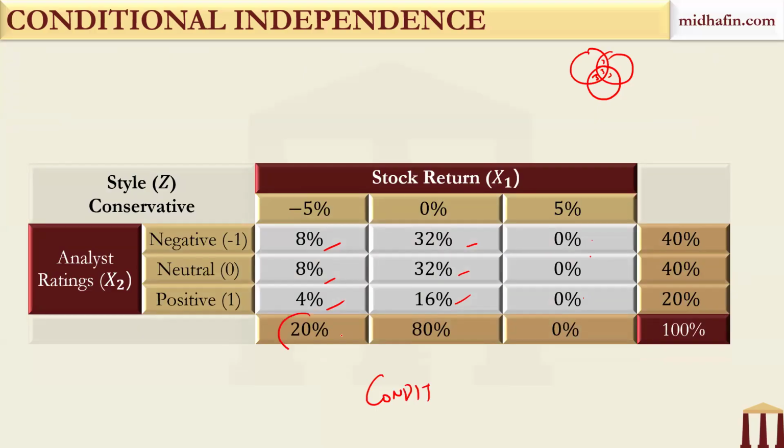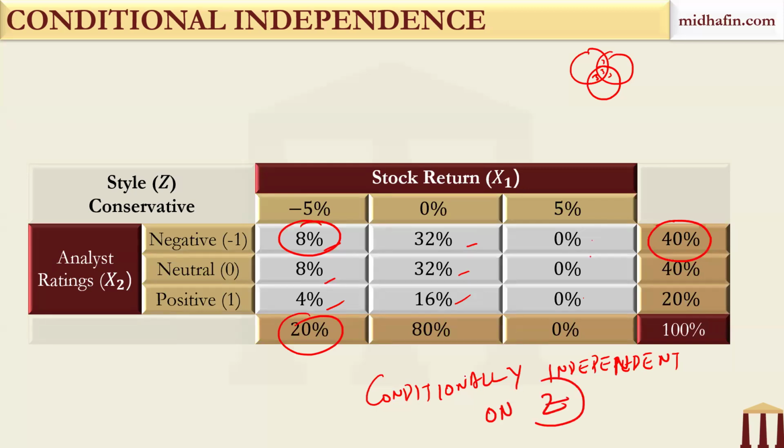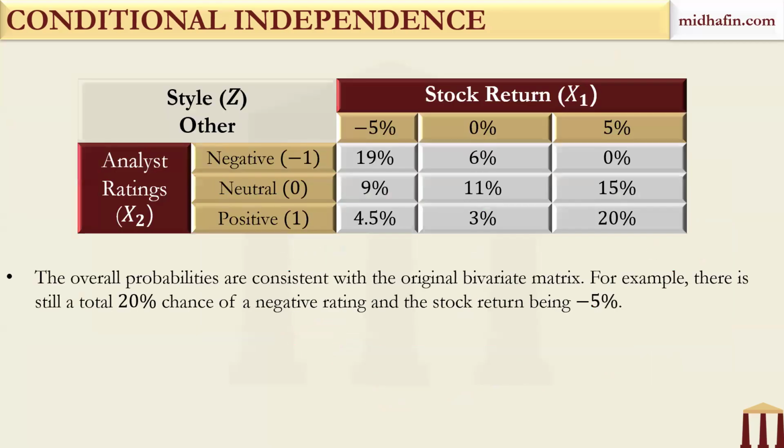Okay, because 20% multiplied by 40%, 0.2 times 0.4 is 0.08. So these are conditionally independent. And what is the condition? Again, I'm repeating. Condition is Z. Z is what? Conservative style. Okay, now I'll just come back to the previous table.